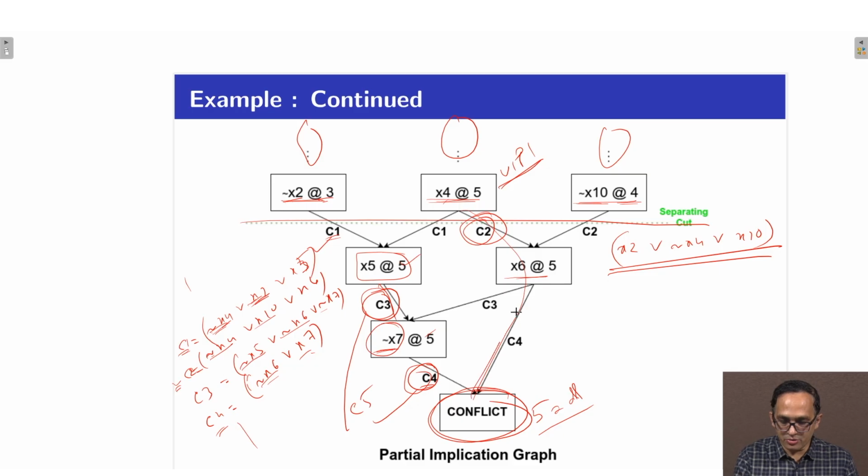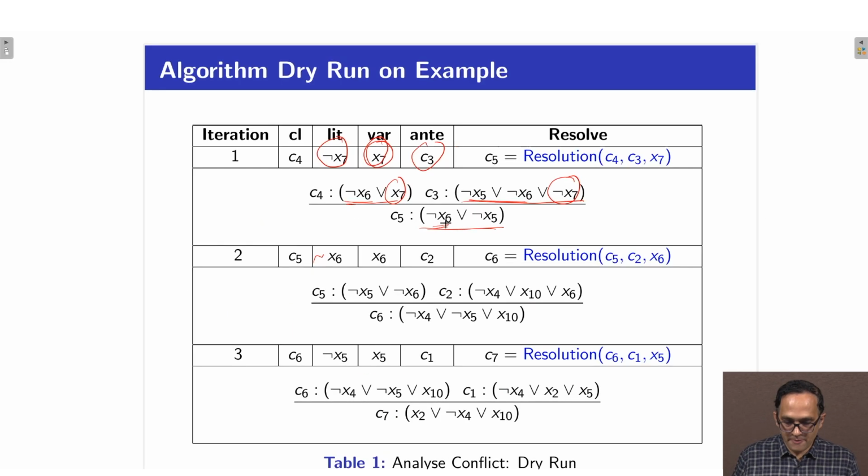Now, I will go through this: I got x6, which is my variable, and the antecedent is C2. Now I combine C5 and C2. So, what is happening here? I have C5 and this is my C2, my variable is x6. So I have not x6 here, x6 here. If I combine, I will get this plus this, which is not of x4, not of x5 and x10. So, this is the new clause I learned.